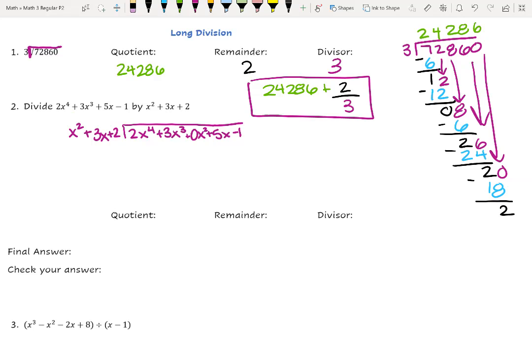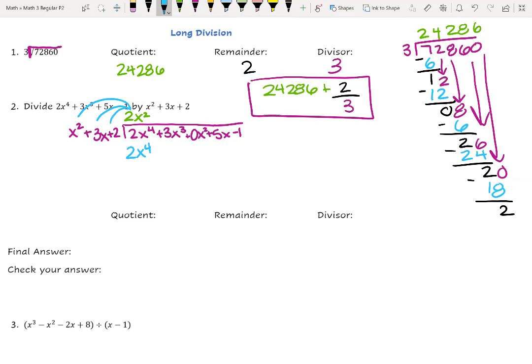Now, because this is a 1x squared, I know that 1 times 2 gives me the 2. Let's see about the x to the 4th. X squared times x squared is x to the 4th. So I end up with a 2x squared. All right, so now I'm going to distribute this 2x squared to each of these terms. So 2x squared times x squared is 2x to the 4th.